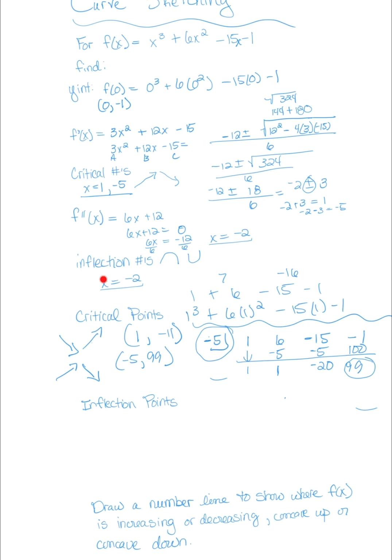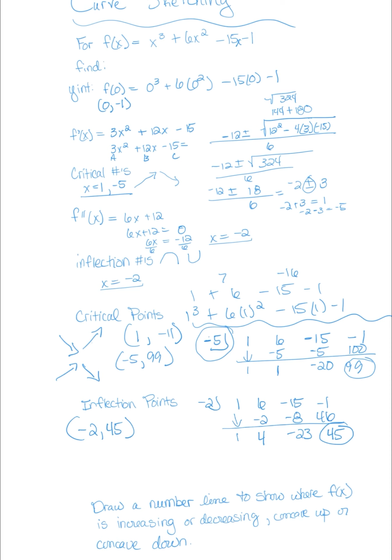We have right here an inflection number, but in order for this to be a point, we need a corresponding y value. So we're going to plug this inflection number into our original function. And I'm going to do synthetic division again. So we have negative 2, and then we have 1, 6, negative 15, negative 1. We bring the 1 down. Negative 2 times 1 is negative 2. 6 plus negative 2 is 4. Negative 2 times 4 is negative 8. Negative 15 minus 8 is negative 23. Negative 2 times negative 23 is a positive 46. And then we have negative 1 plus 46 is going to be 45. 45 is my corresponding y value for this inflection point.